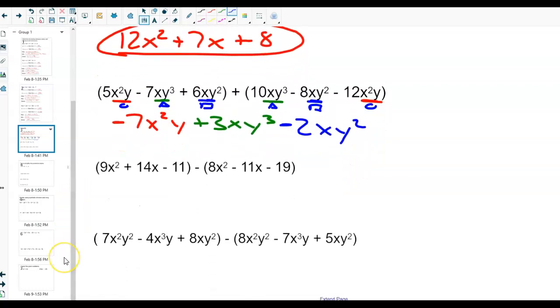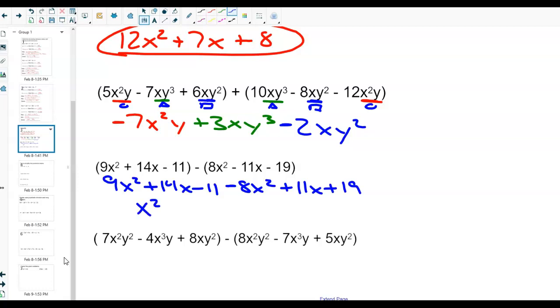With subtraction, don't be lazy. Copy the first one down and distribute a negative to every term. Minus 8x squared, plus 11x, and plus 19. 9x squared and negative 8x squared, x squared. 14x and 11x, 25x. Negative 11 and 19, 8. And that's my answer.